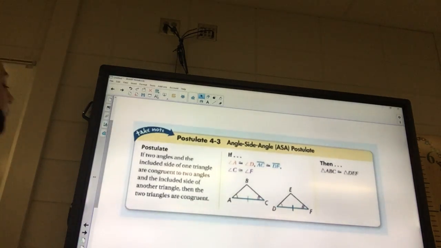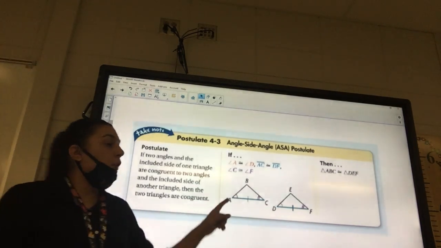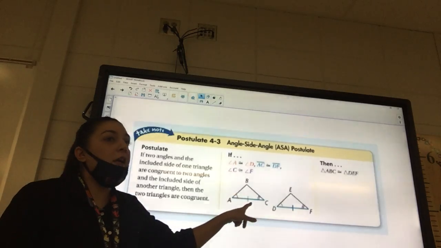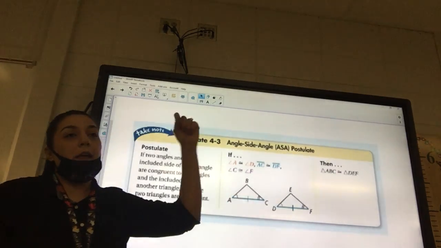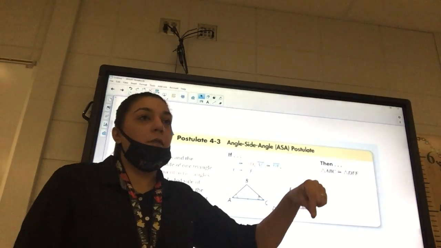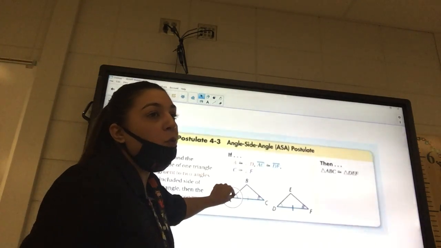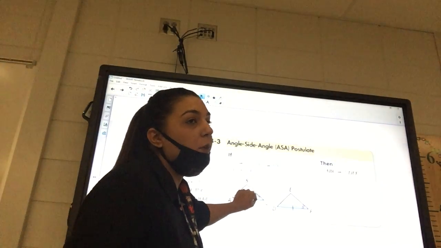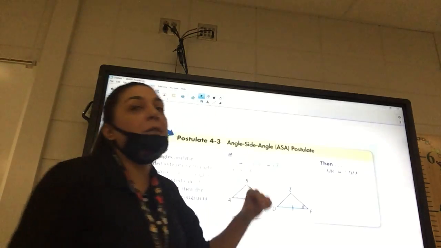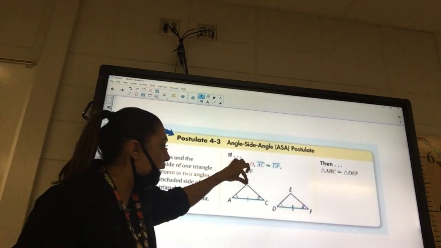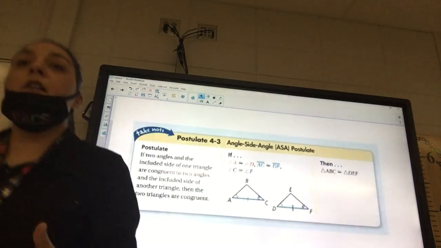Okay, so it needs to go in that order. It needs to say angle, then the side, then the angle. So in all reality, you should be able to put your pencil on the first angle and drag your pencil without lifting it up and take it to a side and another angle. If you have to lift your pencil up to move it, then it does not work.